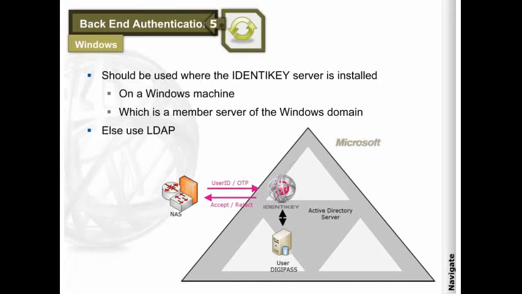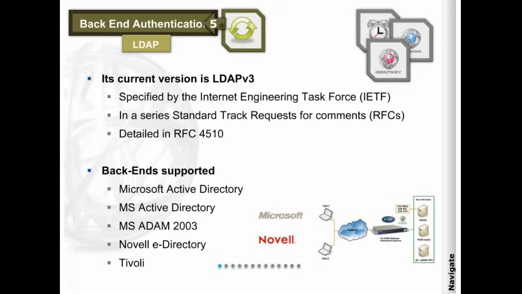An Identikey server can authenticate Windows users via Windows or LDAP Active Directory Backend Authentication. Windows Backend Authentication should be used where the Identikey server is installed on a Windows machine which is a member server of the Windows domain. LDAP Backend Authentication may be used where the machine on which it is installed is either not a member server of the Windows domain, or running a Linux operating system.